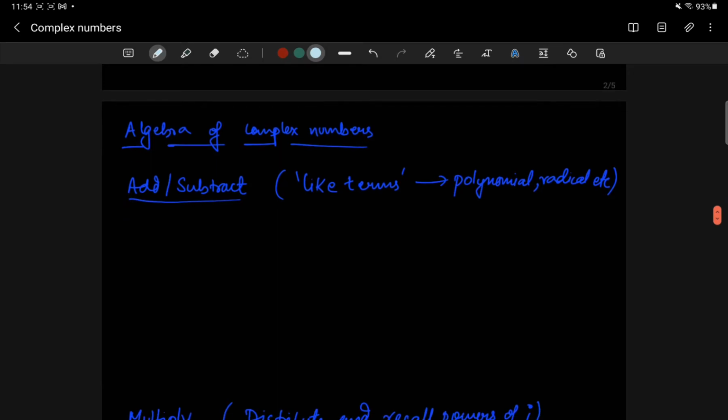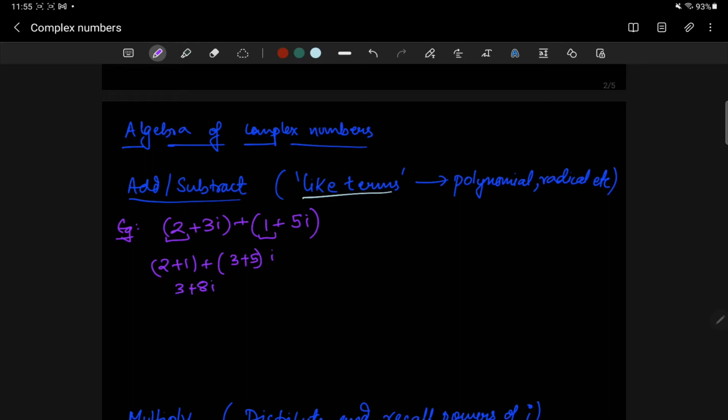The first obvious thing is how do we add and subtract. This is the same method that we've been doing with polynomials and radicals, meaning like terms combine. So we can go straight into an example. If I have 2 plus 3i plus 1 plus 5i, what I'm going to do is collect the real part, 2 plus 1, and the imaginary part, 3 plus 5i. So this becomes 3 plus 8i.